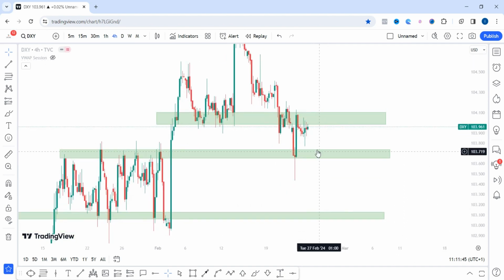Extended sell if we take out the 103 area, which is 103.656. So if we can take out that area, then we'll see an extended bearish move into 103.132. But for a bullish scenario, we have to take out 104.092 so that we can see price continue higher. So that is my view on DXY.